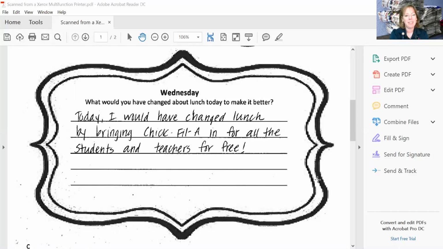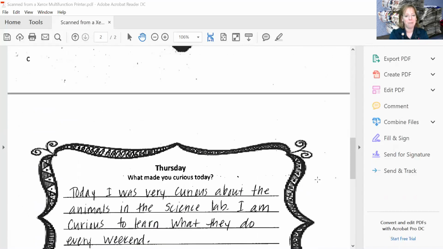I like that piece of detail that I added, that piece where the lunch would have been free Chick-fil-A instead of making people pay for Chick-fil-A.